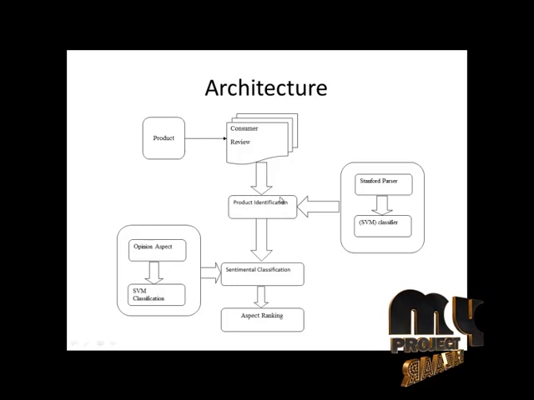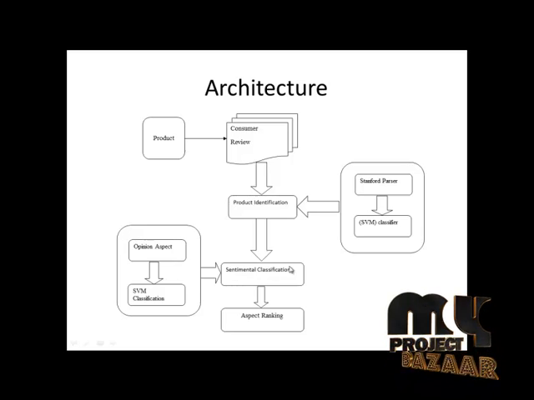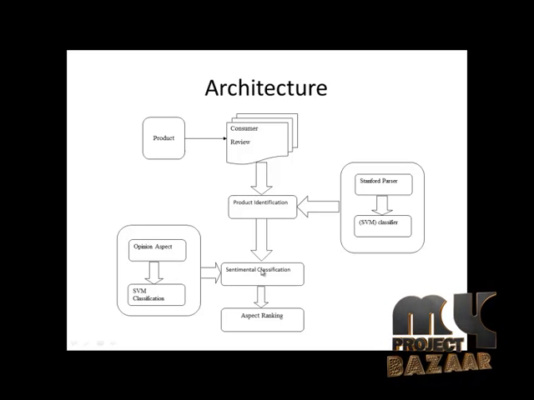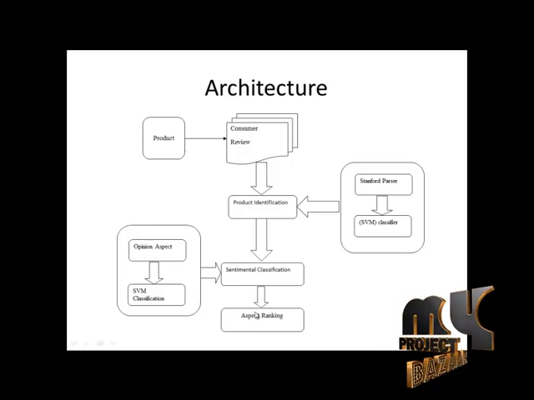After aspect identification, we forward to the sentiment classification. The sentiment classification is used to find the positive and negative ratio of the product aspect reviews. First comes the opinion aspect, that is, what the aspect opinions are, then the SVM classification finds the aspect ratio. After sentiment classification is finished, for aspect ranking we use probability ranking with weight processing. The weight and frequency processing updates the aspect ranking process. This is the architecture diagram process.